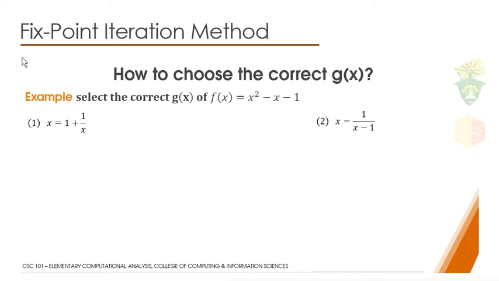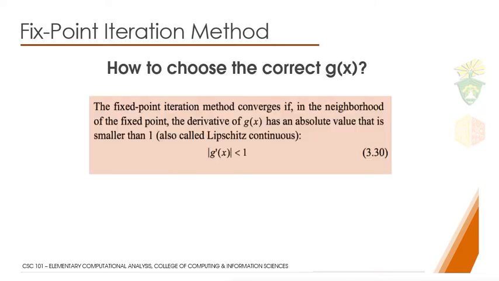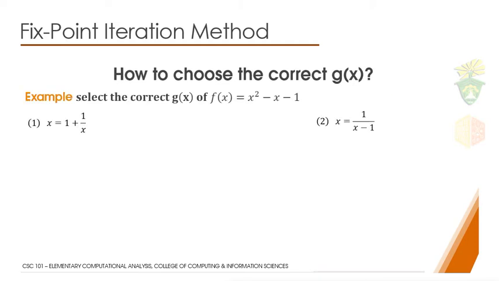Example. Gikan ni siya sa katong kaganina. So, we have two g of x. Diba? Now, how do we know? Dapat less than 1. Pasabot, if less than 1 ang atong derivative sa g of x, mao na siya ang correct nga g of x. Mo converge nga g of x na pwede na to gamiton.